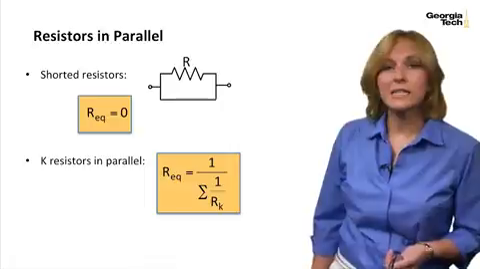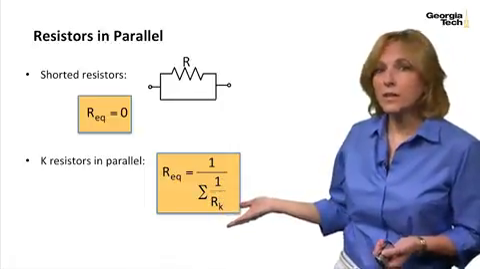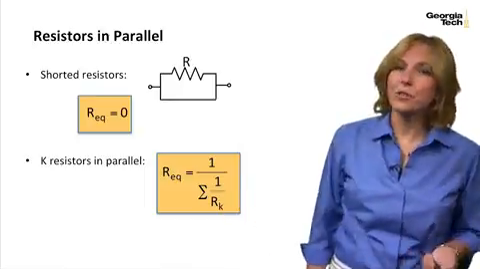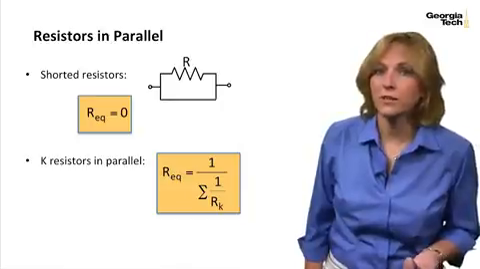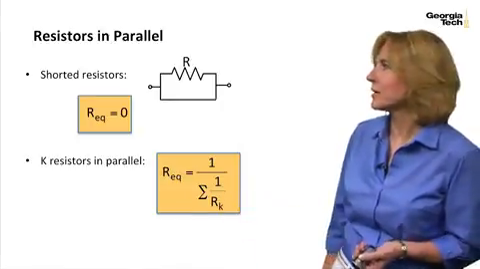Now let's generalize it to K resistors in parallel right here. It's just 1 over the sum of their inverses. However many I have, that's what I have in there. And for 2 resistors, it simplifies to the product over the sum. With K resistors, you kind of have to live through this equation right here.